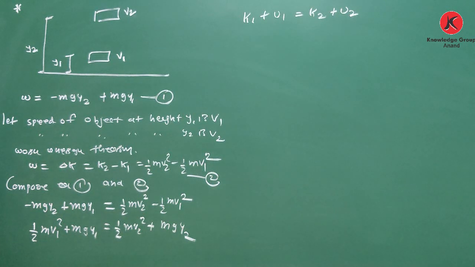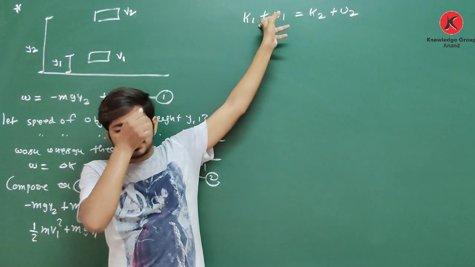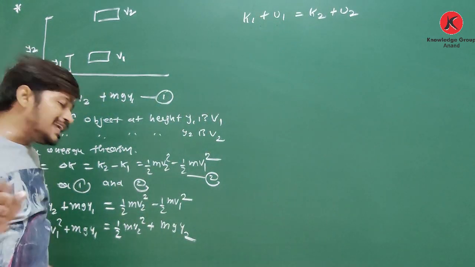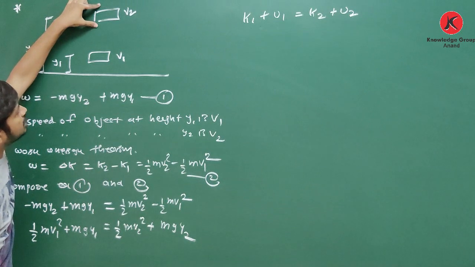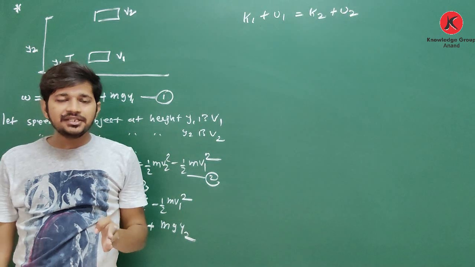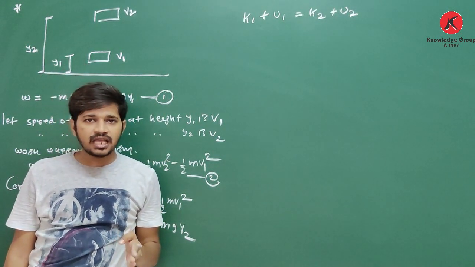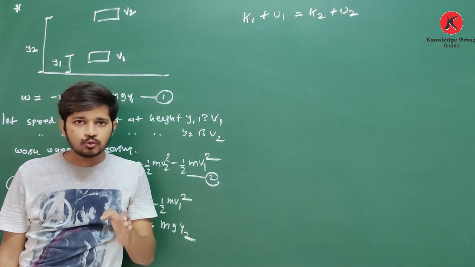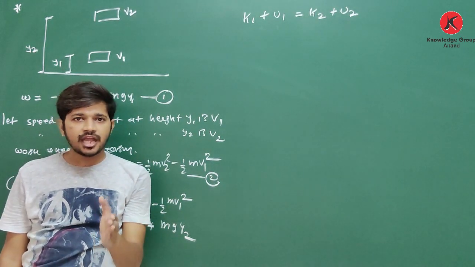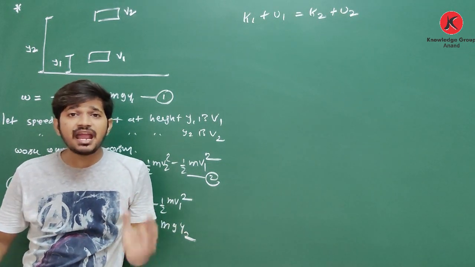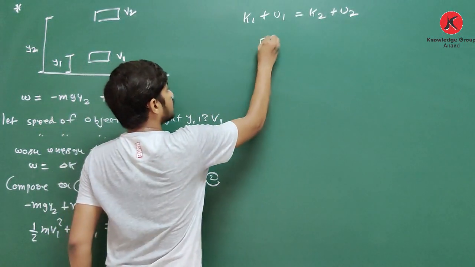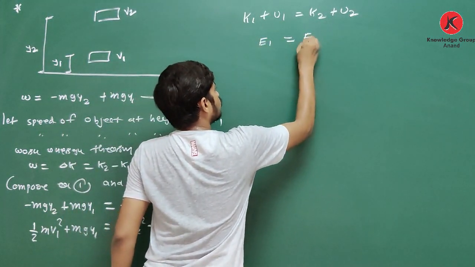See what this equation is. The summation of kinetic energy and potential energy at this position is equal to the summation of kinetic energy and potential energy at this point. So the addition of kinetic and potential energy remains the same. We can write their addition as E1 is equal to E2.